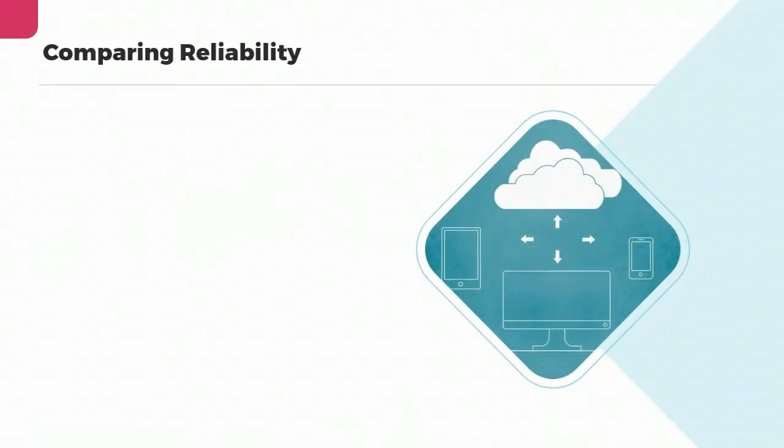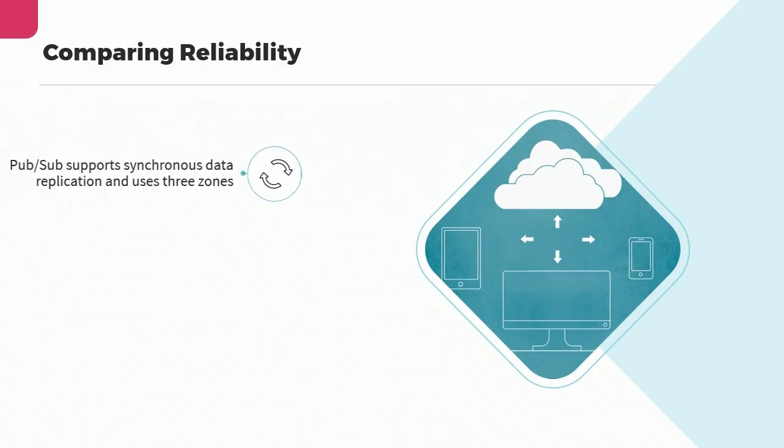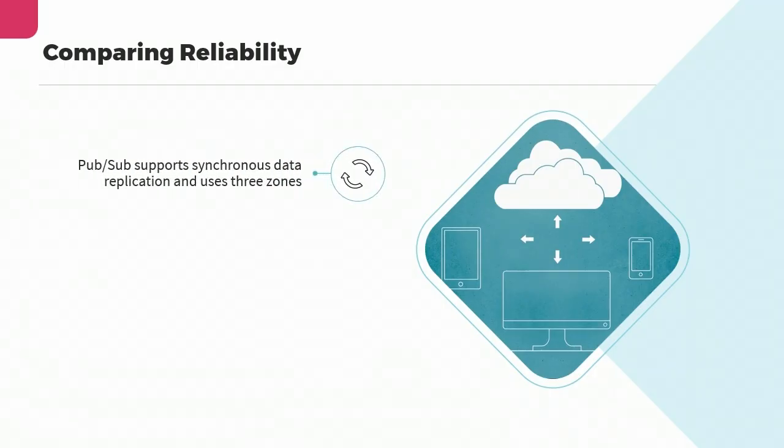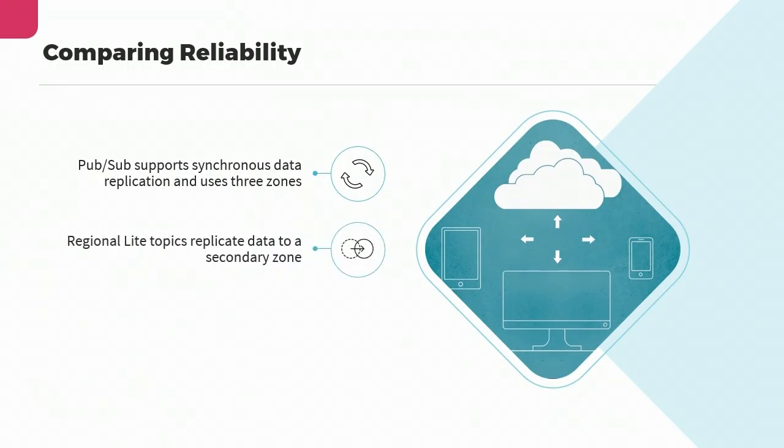Now the reliability is a little different. PubSub will support synchronous data replication, and it does this by using 3 zones, whereas regional Lite topics replicate data to a secondary zone, and the zonal Lite topics replicate data in a single zone. So think about your fault tolerance for these topics.